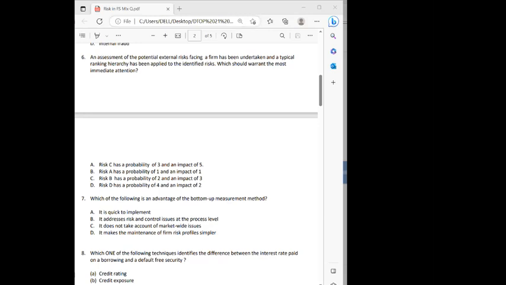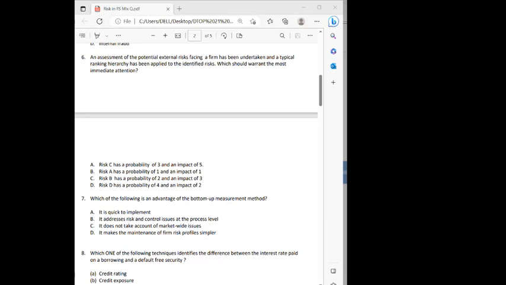Right. I've got 4 responses. Let's see the question. So I'm trying to finish this as much as possible today. Let's finish it. Let's go fast. An assessment of the potential external risk facing a firm has been undertaken, and a typical ranking hierarchy has been applied to the identified risk. Which should warrant the most immediate attention?